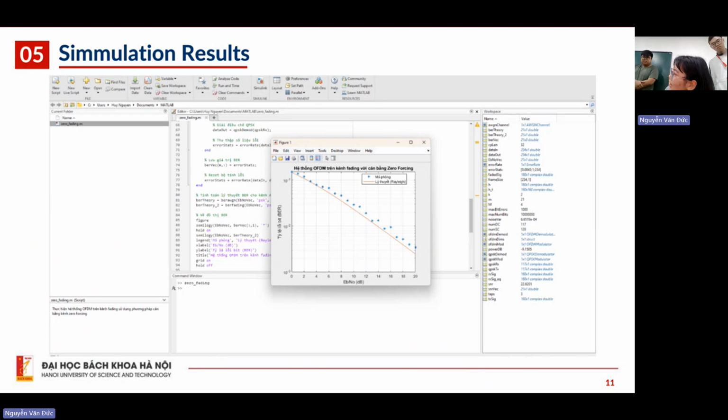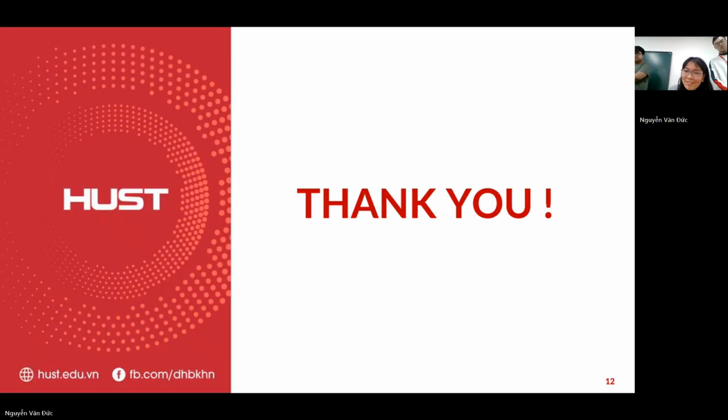So finally, here's our result with the table of BER versus SNR. Thank you very much.